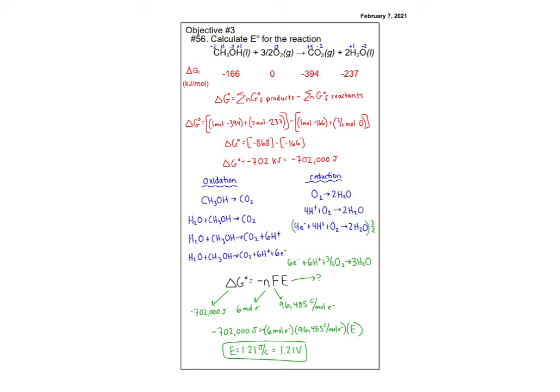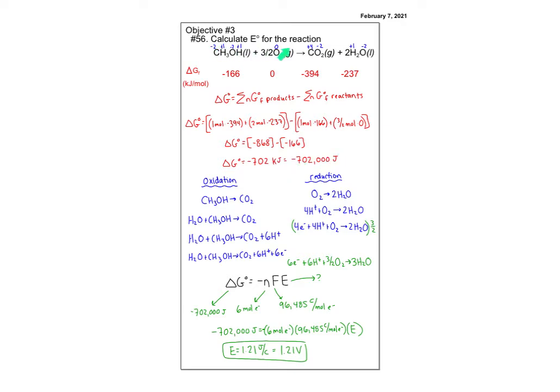So there's 1 CO2, 2 waters, those are all added together, minus 1 of the CH3OH, plus 3/2 of oxygen, which at its standard state is 0 for delta G and delta H. So I'm going to take my products total minus my reactants minus a negative. I'm adding that. I get negative 702 kilojoules. And so when we multiply that by 1,000, that's negative 702,000 joules.